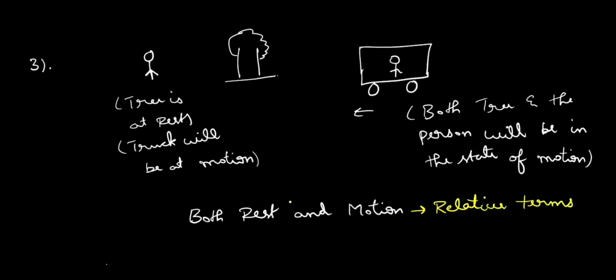For this person, the tree is at rest. But for the person who is sitting in a truck, if he observes the tree, the tree will be in motion. So they are relative terms and there is no absolute rest. That term doesn't exist. There is no absolute rest.